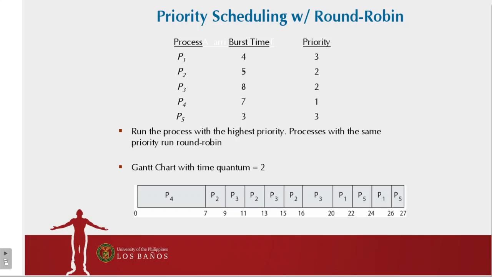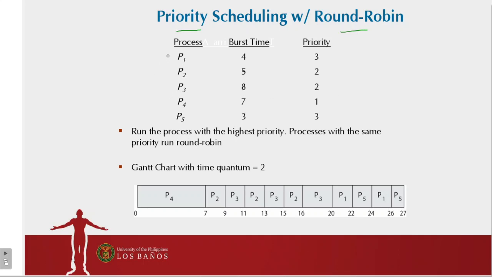Okay, so a common question will arise: what if there are processes that have the same priorities? So how do we schedule them? Usually to schedule these processes, we combine priority scheduling and round robin.